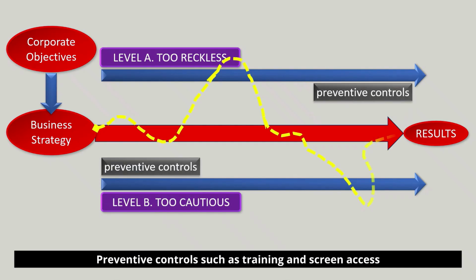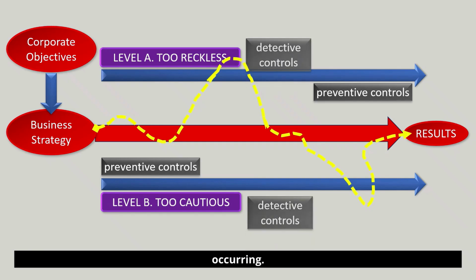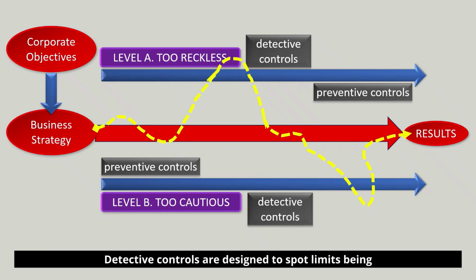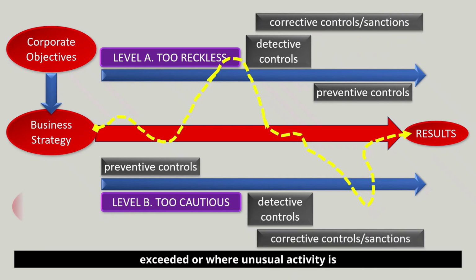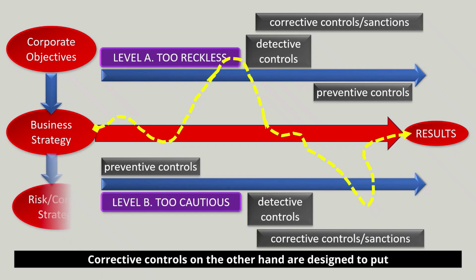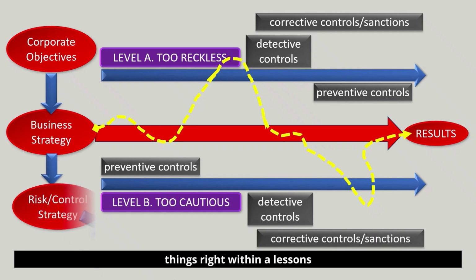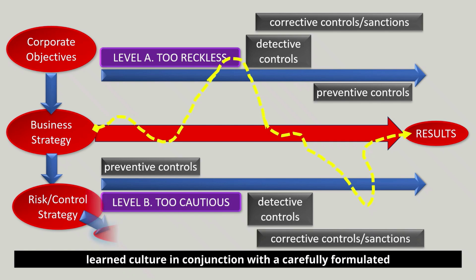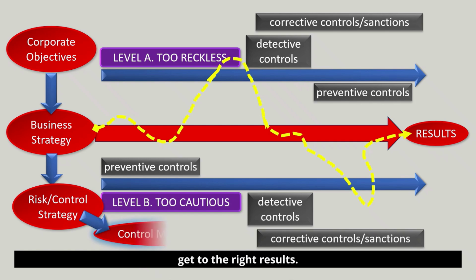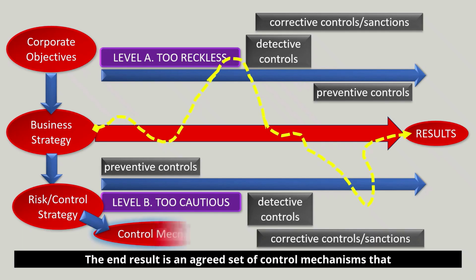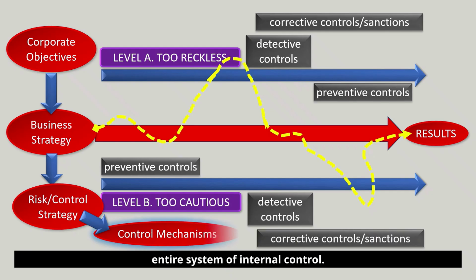Preventive controls such as training and screen access protocols come first to stop problems occurring. Detective controls are designed to spot limits being exceeded or where unusual activity is identified. Corrective controls, on the other hand, are designed to put things right within a lessons learned culture, in conjunction with a carefully formulated, risk-assessed control strategy to get to the right results. The end result is an agreed set of control mechanisms that come together to form an entire system of internal control.